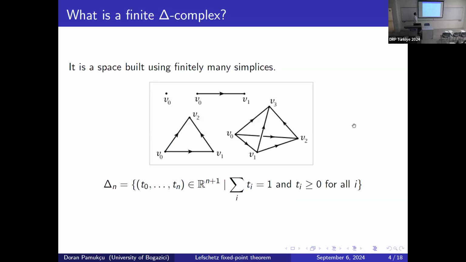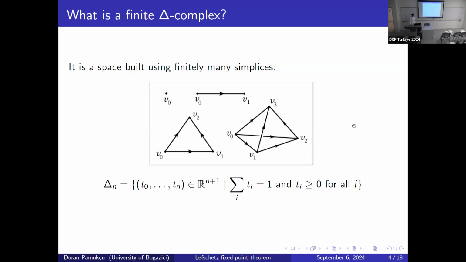First of all, to calculate the homology groups, what is a finite delta complex? We're going to need this structure. It is a space built using finitely many simplices. So as a simplex, well, the zero dimension simplex is just a point. One dimension is just a line. Two dimension is just a triangle, and the tetrahedron is the third dimension version. It goes like this. We can embed the nth dimension simplex into R^(n+1) using this formula.